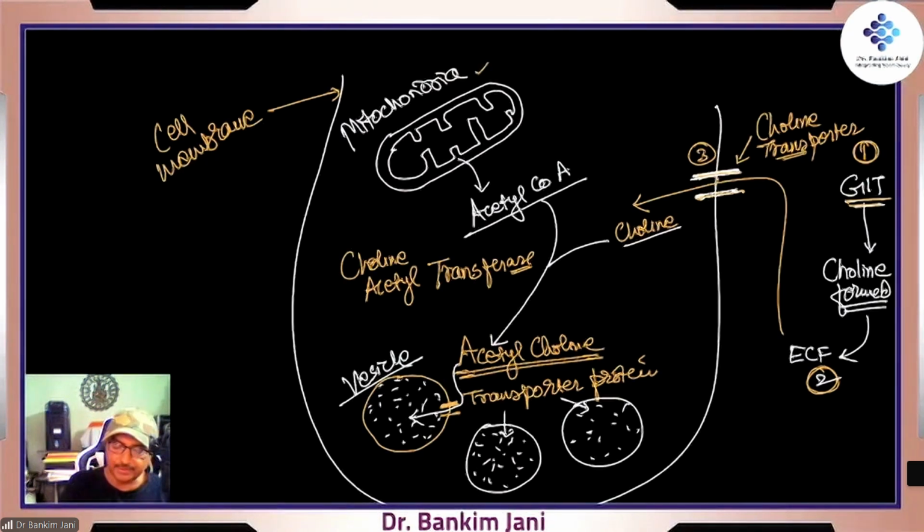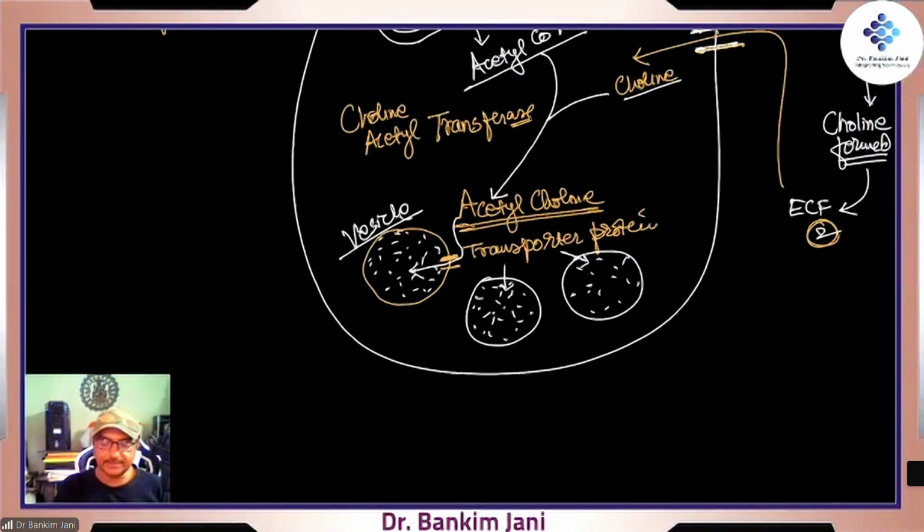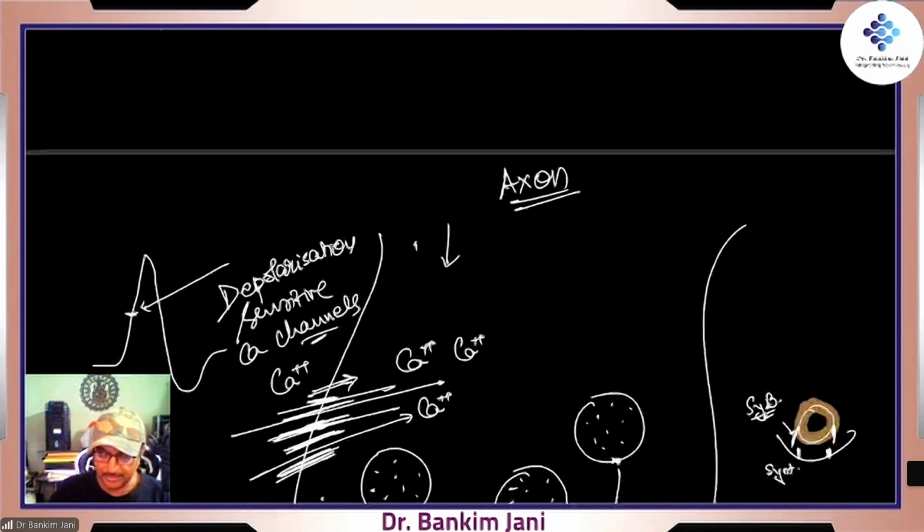Mitochondria is there. Its job is to make acetyl coenzyme A. They both combine in presence of choline acetyl transferase, and then there is formation of acetylcholine. This acetylcholine is immediately deposited into the vesicles, right? That is by transporter protein. Once again, this transport protein also comes from the top only. So they are now ready. Now the guns are loaded.